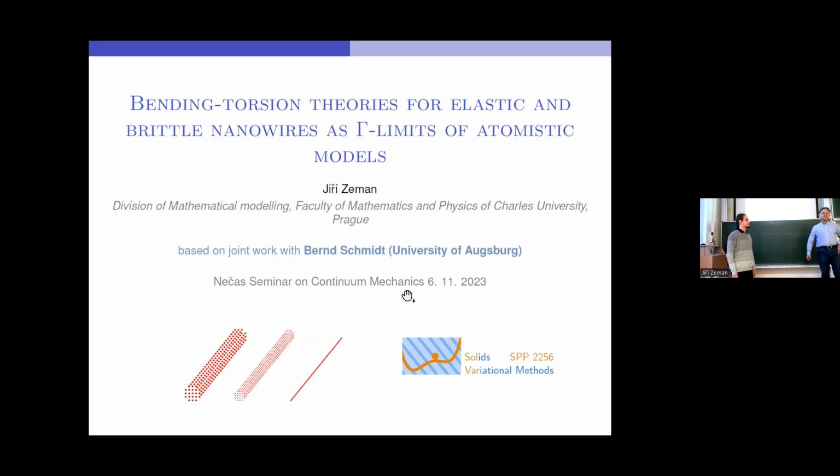Today's speaker is Zeman from Charles University. Now, so Jirka finished his master's in 2019. He was a student here, and then he went for a PhD to the University of Augsburg, and his advisor was Professor Ben Schmidt. And now he is back in the group of Christoph Allolio here at the faculty in the Mathematical Institute of the Charles University.